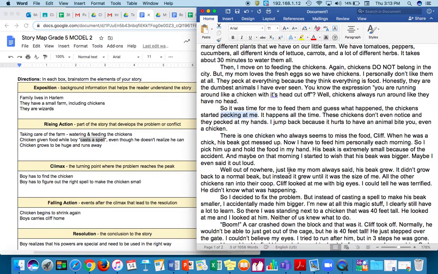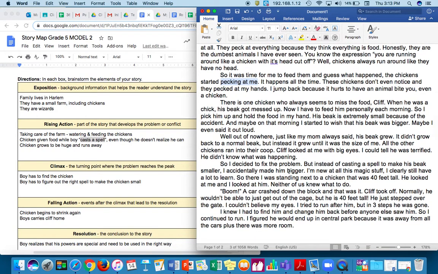And out of nowhere, just like my mom had always said, his beak grew. So that's when he kind of realizes that he can cast a spell. It didn't grow back to a normal beak, but instead it grew to the size of me. These details make our story a lot more interesting.